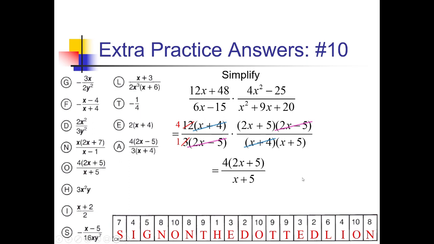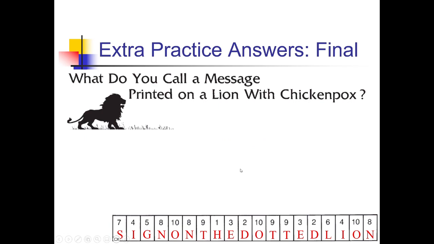And now we are ready to go ahead and solve the puzzle. So now we're solving the riddle. What do you call a message printed on a line with chicken pox? And the answer, reading through here, we have sign on the dotted line. Sign on the dotted line.